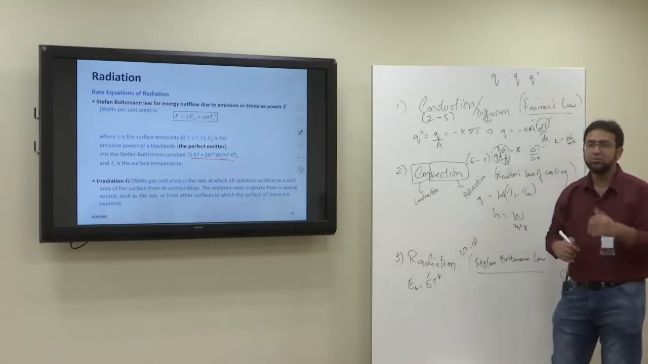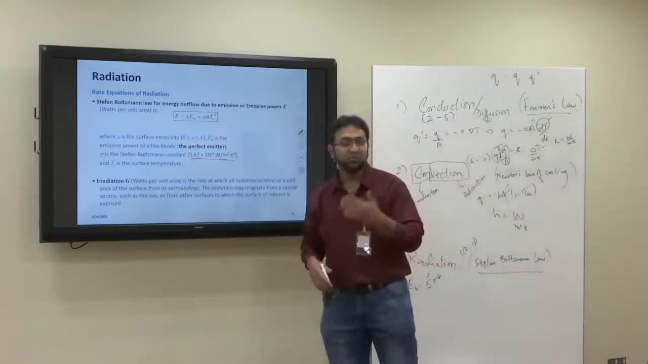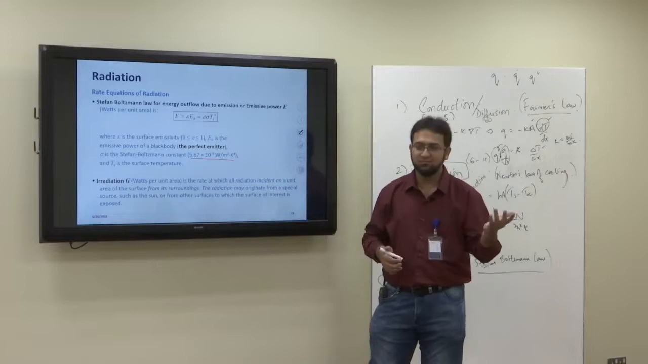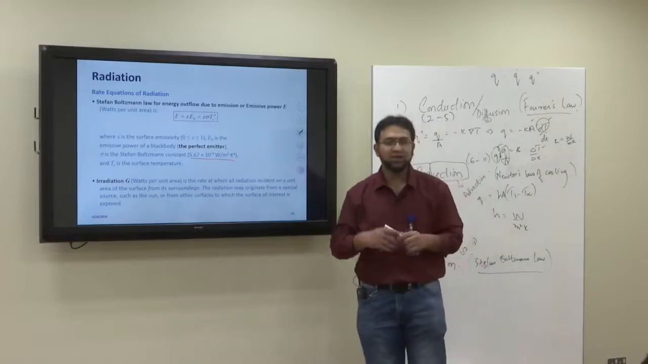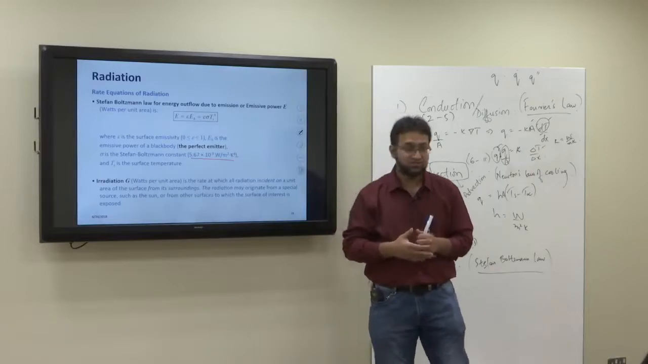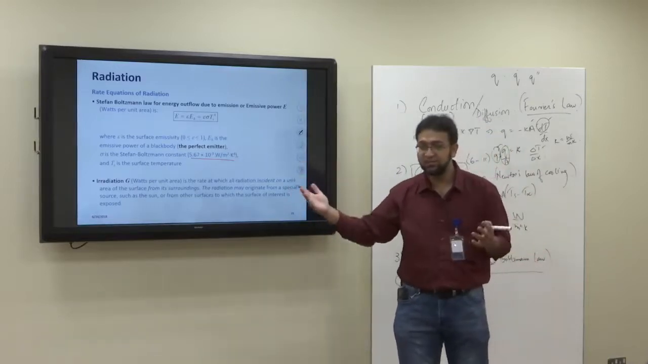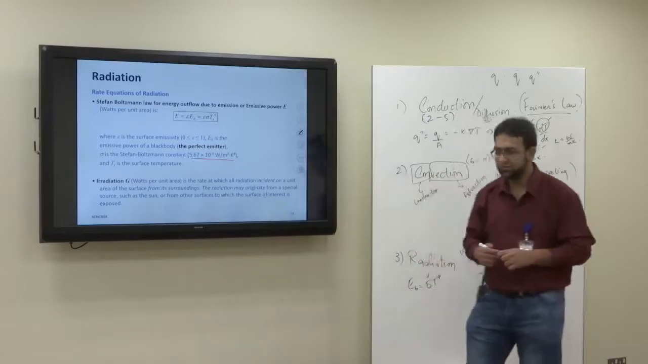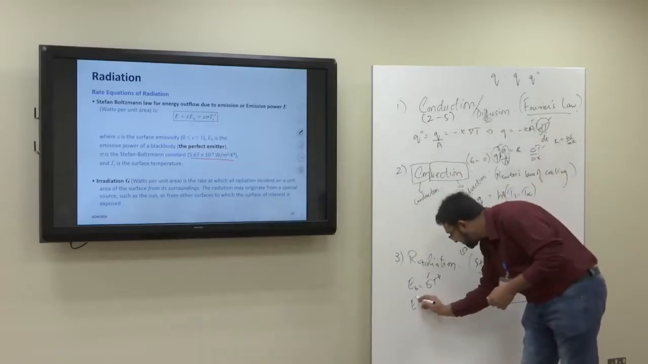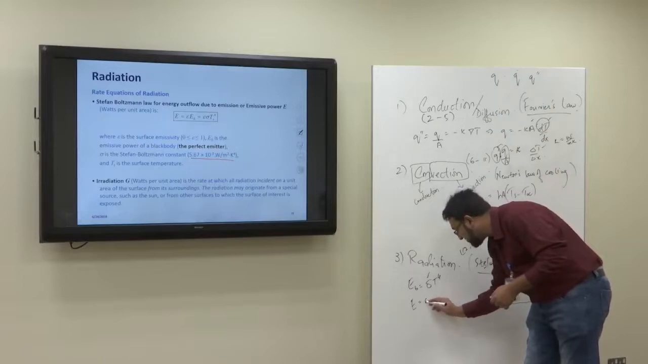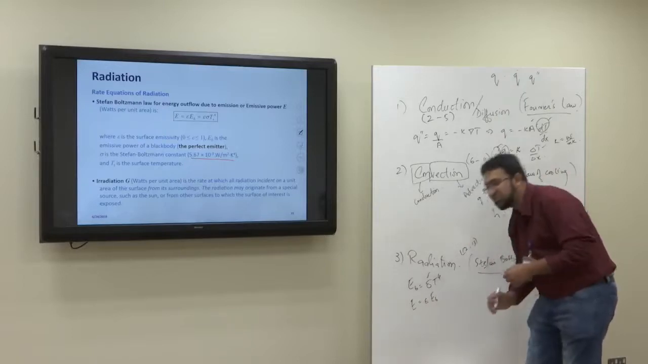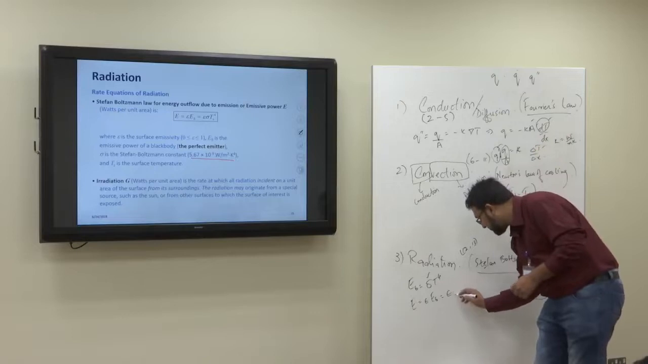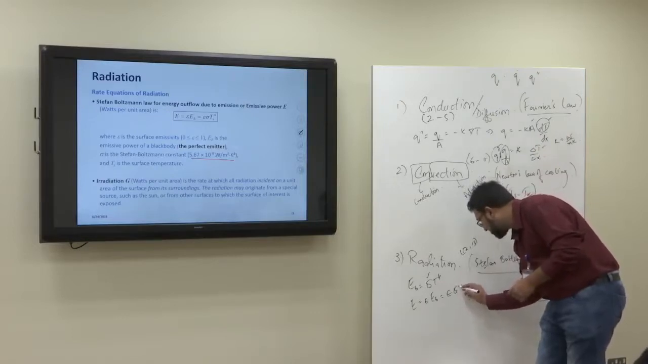However, real bodies are not black bodies. A black body is an ideal body, it will emit the maximum possible, but real bodies will emit less than ideal. So we define emissivity, it is like a percentage. Is it emitting 90% of the ideal body, 80% of the ideal body, 70% of the ideal body? So we define it by emissivity. So the energy emitted by a real body is emissivity multiplied by the energy emitted by the black body. So this is equal to epsilon sigma T power 4.